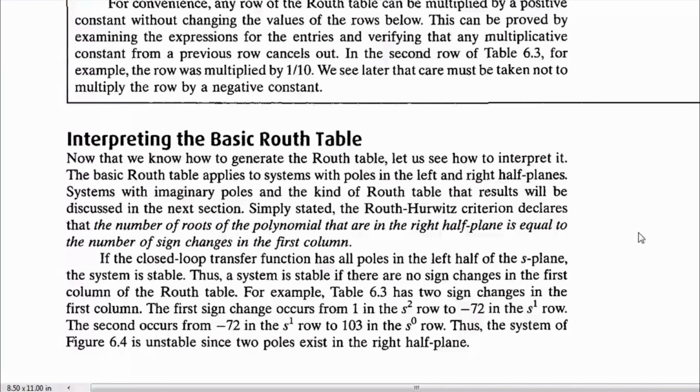So the basic Routh table applies to systems with poles in the left and right half planes. Systems with imaginary poles and the kind of Routh table that results will be discussed in the next section. Simply stated, the Routh-Hurwitz criterion declares that the number of roots of the polynomial that are in the right half plane is equal to the number of sign changes in the first column.